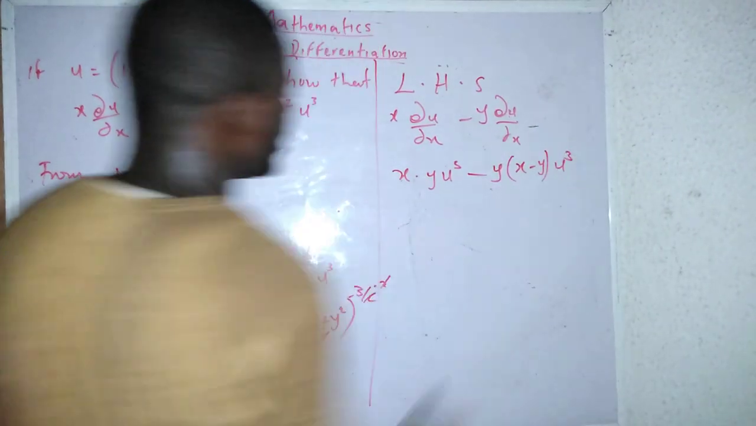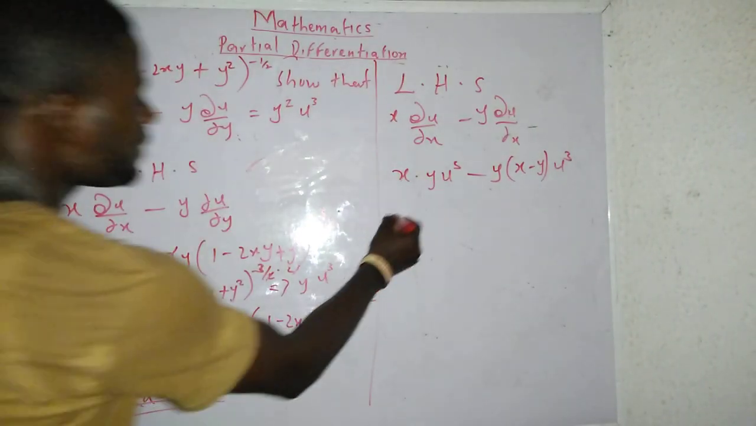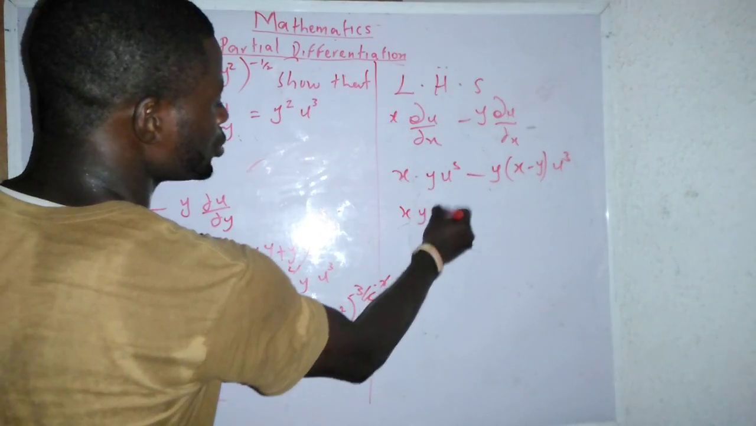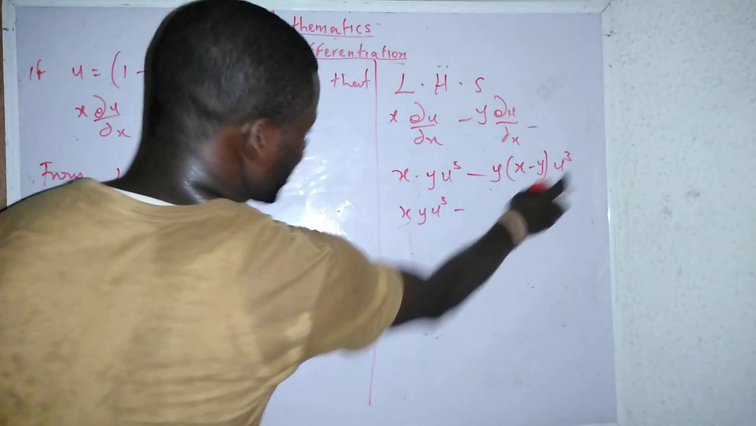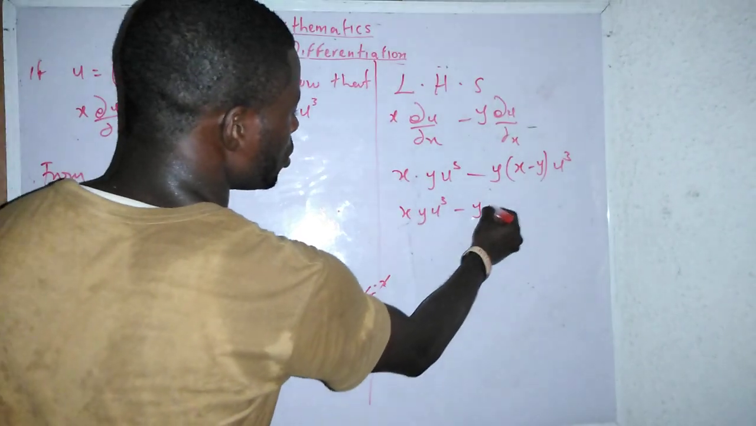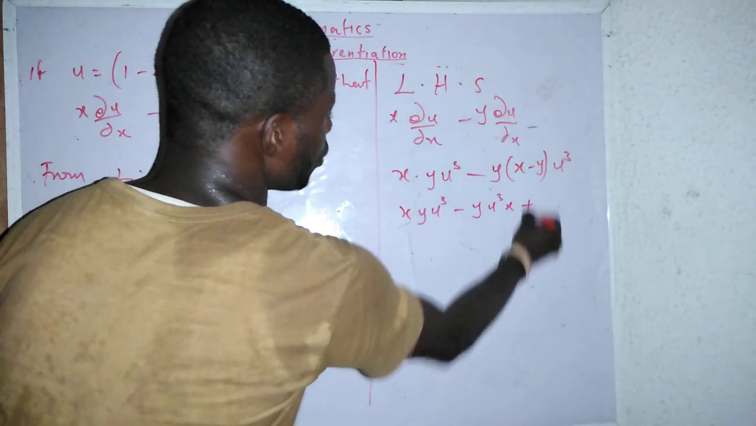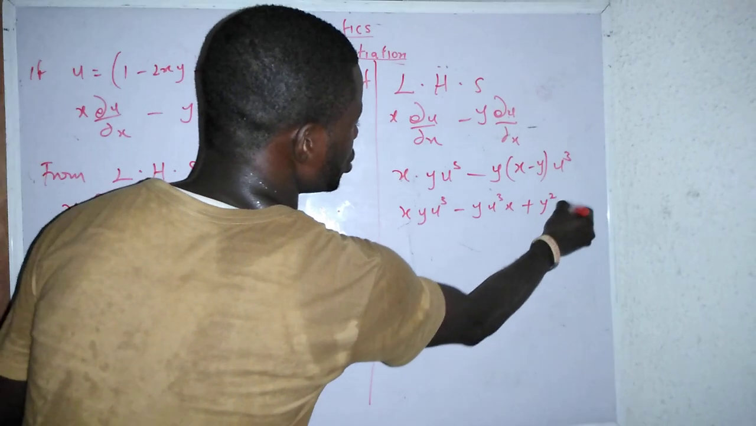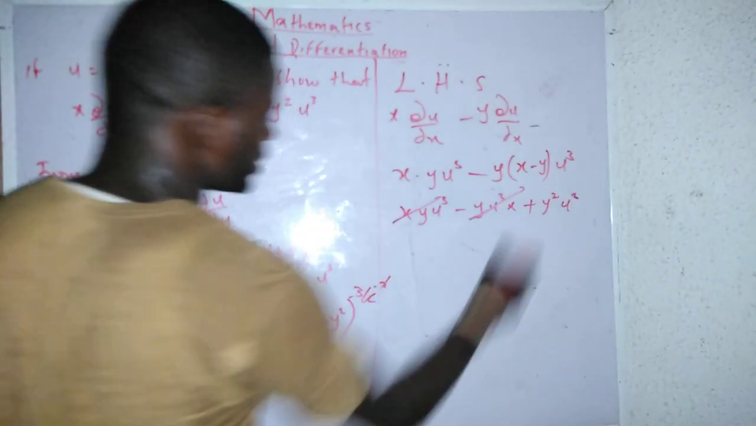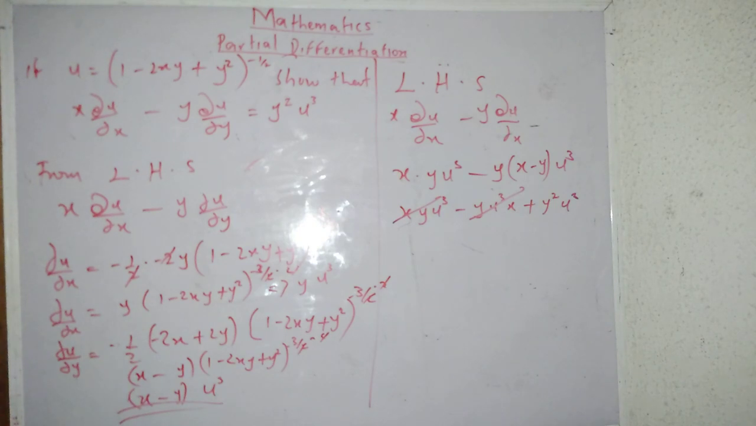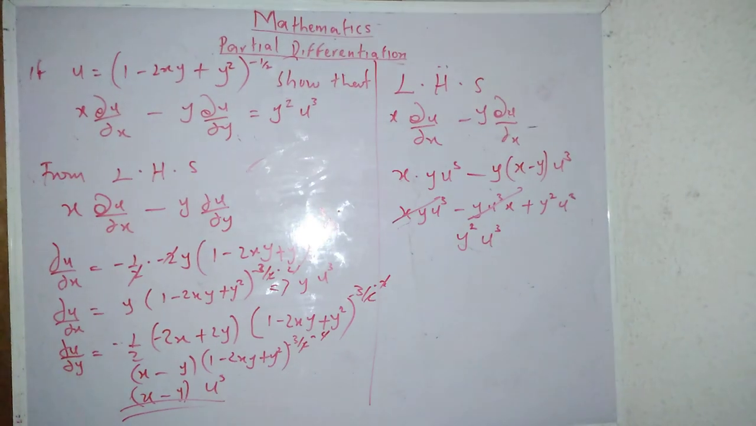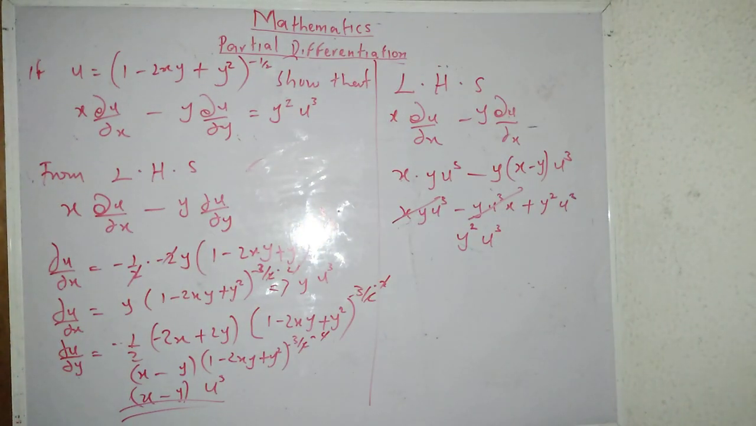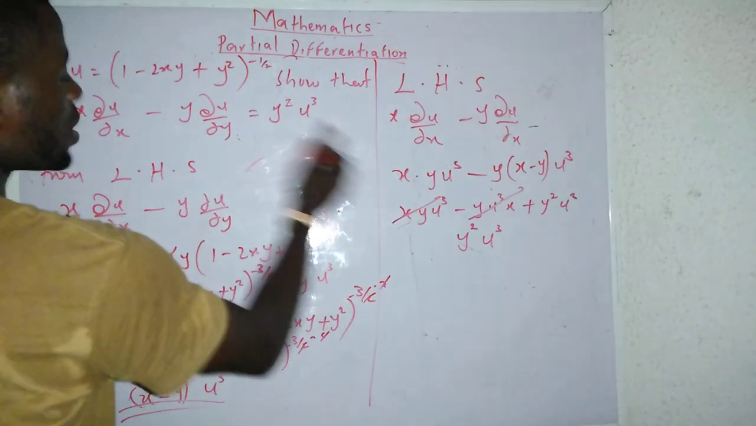y u³. Now, at this junction, I'll be having x y u³ minus, when I open brackets, I will have x y u³ plus y² u³. Now, this will cancel this. Once that cancels that, what am I left with? u² and y² u raised to the power 3, u³. Now, it means this equals what we are having here.